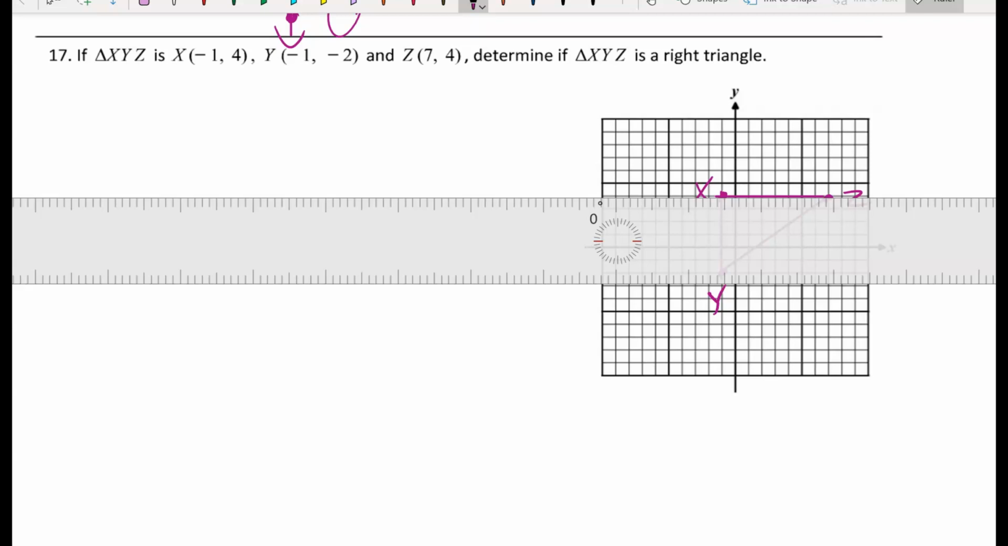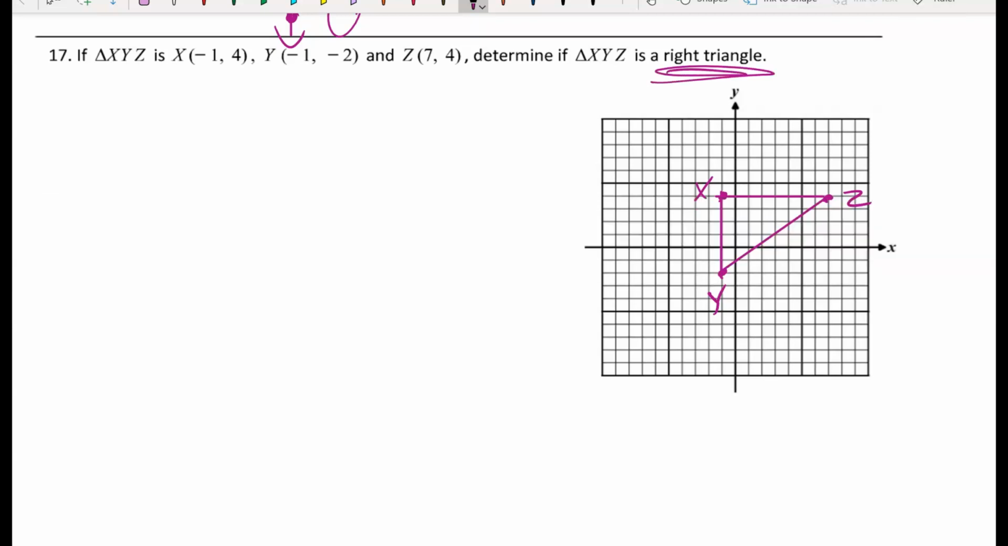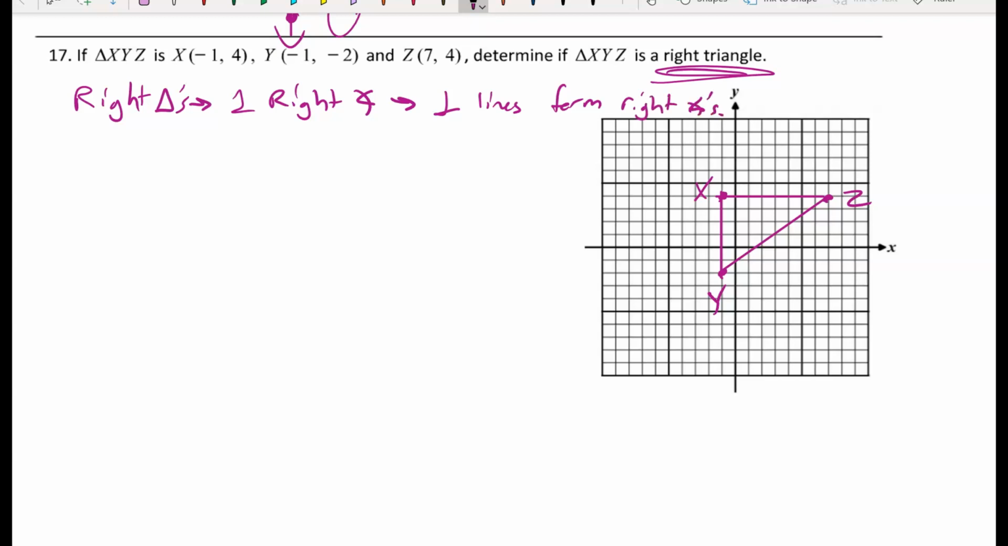Okay, there's my triangle. If I want to determine if it's a right triangle, here's the process. Right triangles have one right angle, and remember that perpendicular lines form right angles. So my strategy here is to show that two sides are perpendicular to justify why there's a right angle somewhere. To show perpendicular sides, I'm going to find three slopes: the slope between X and Y, between X and Z, and between Y and Z, and then from there I'm going to analyze.